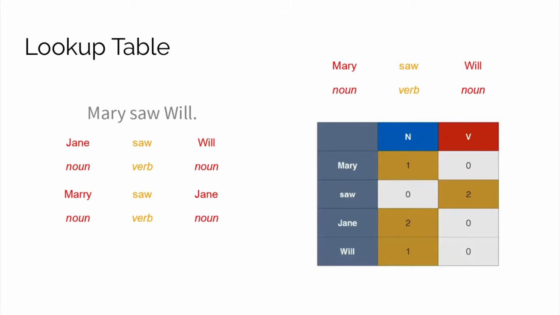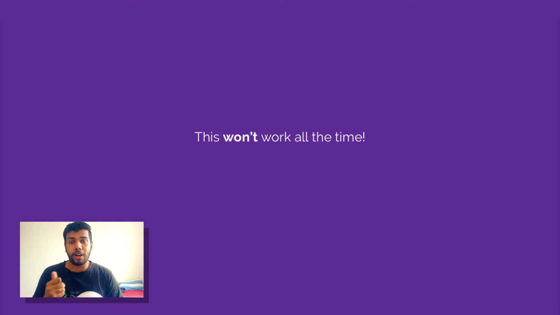Saw always occurs as a verb. So we'll say saw is a verb. And will always occurs as a noun. So we'll say will is also a noun. So this seems pretty straightforward, that we just go word by word and look for the most commonly occurring part of speech. But this is way too simple, don't you think? And if I say this won't work all the time, can you think why?